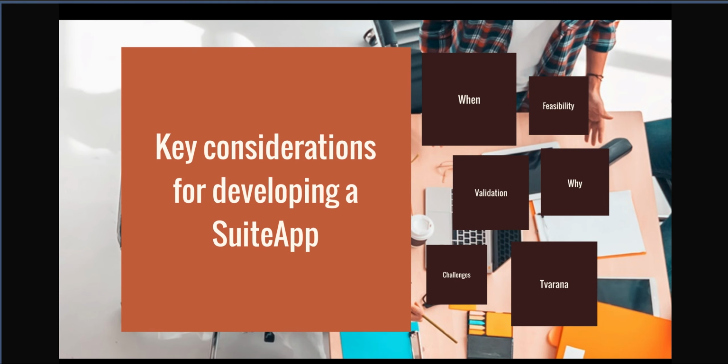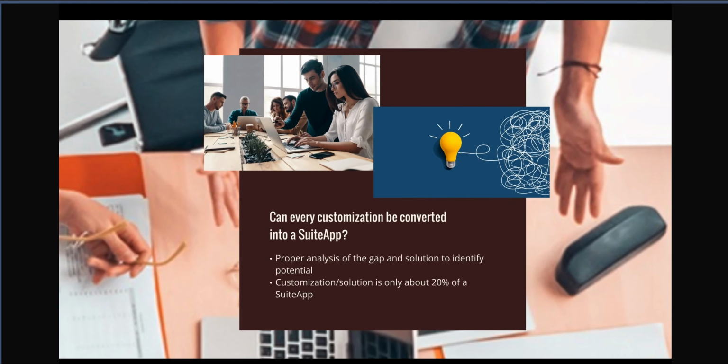So, good question, Tina. This is the most common pitfall that we should be wary of and understand: not every customization is a perfect idea for a suite app. All of us have worked on numerous customization projects and continue to do so on a daily basis. But most of the solutions are very specific to one customer's business needs or problems. And therein lies the difference between a customization and a suite app.